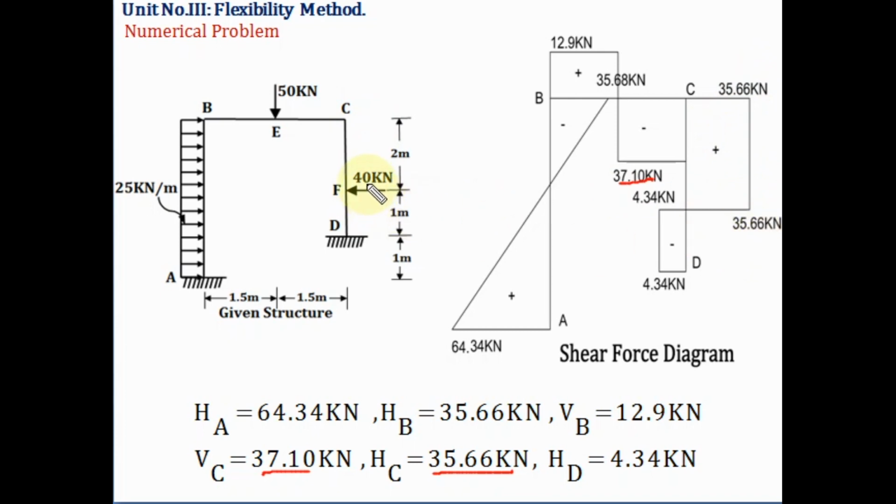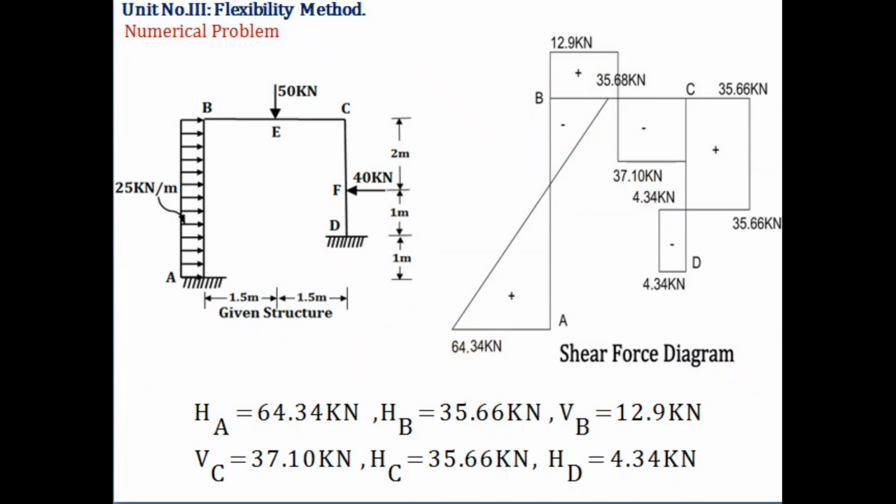Here is a point load of 40. It is towards the left, so 35.66 minus 40. So we'll get what value? 4.34. Okay. In FD there is no load, so you have to join by a horizontal line. So here the value is 4.34 and the horizontal reaction at D is what? 4.34 acting towards the right, because here it is plus. So at D the value will be 0. So this is the shear force diagram for the given frame.